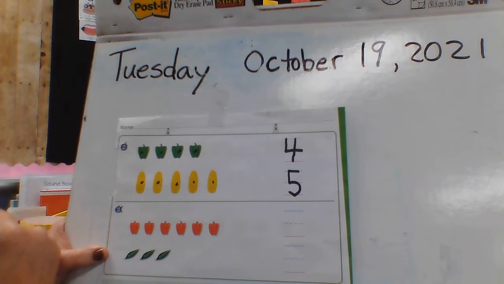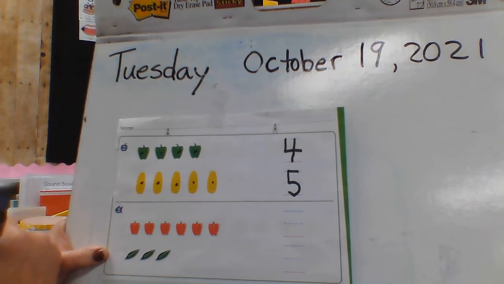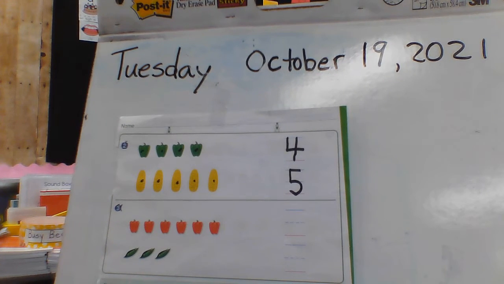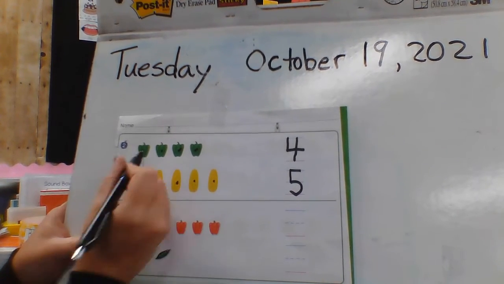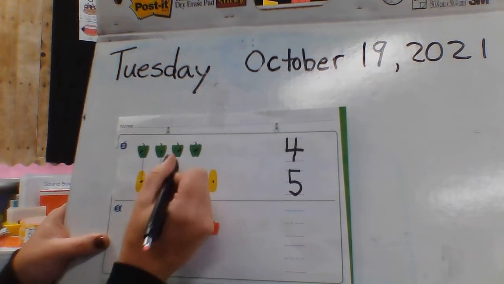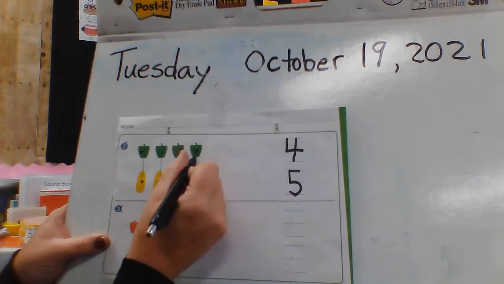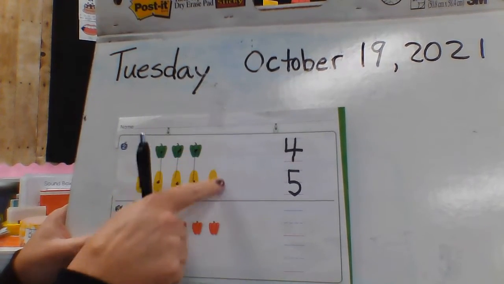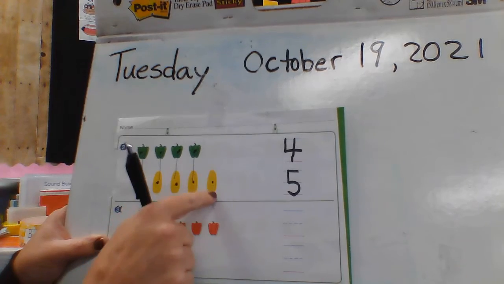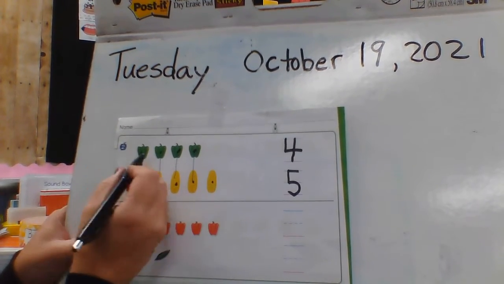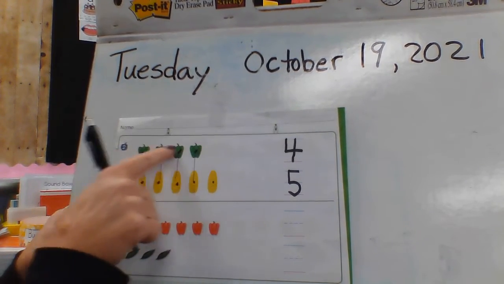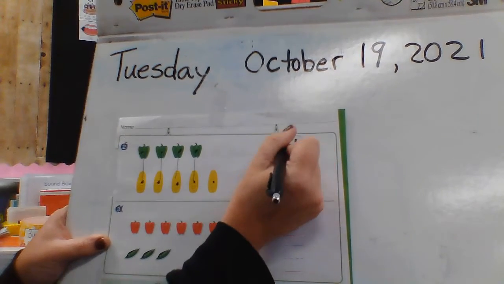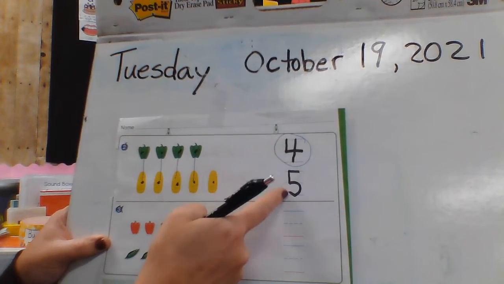I have 4 green peppers. Which one is less? Remember, less is smaller. Which one has the smaller amount or the fewer amount? Well, I'm going to pair them up, partner them up. 1 pepper to 1 corn, 1 pepper to 1 corn, 1 pepper to 1 corn. What do we notice? We have an extra corn. We ran out of peppers. That means that the peppers are less than the corn. There is a smaller or fewer amount of peppers. So 4 is less than 5.